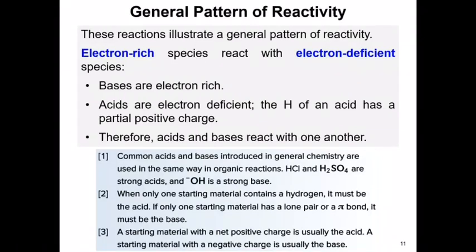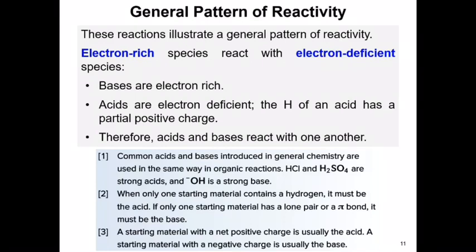So chemical reactions involving acids and bases usually illustrate a general pattern of reactivity. For example, electron-rich species react with electron-deficient species. Bases are a good example of electron-rich species because they contain lone pairs of electrons and pi bonds that are capable of forming a bond with hydrogen atoms. Acids, on the other hand, are considered electron-deficient because they contain electron-deficient sites.